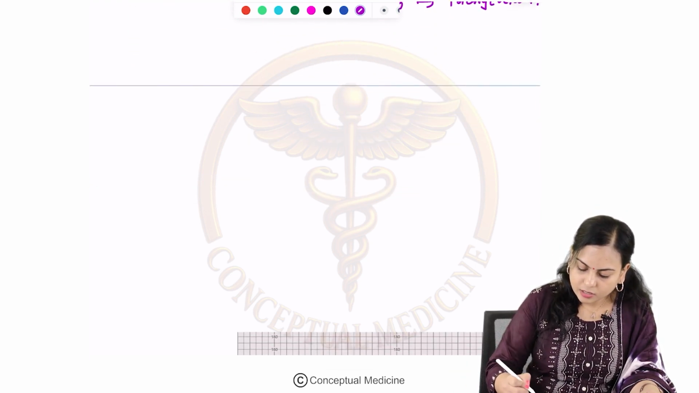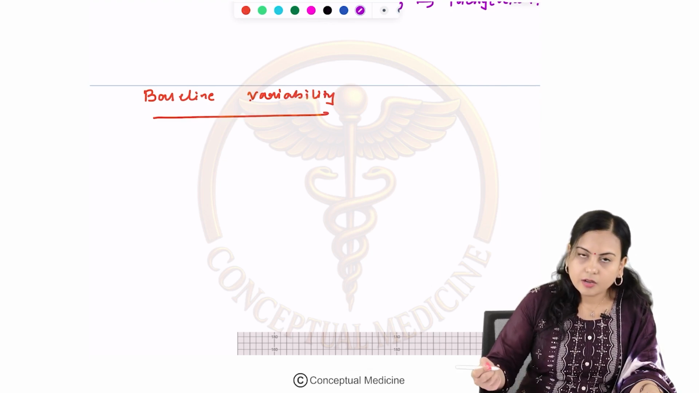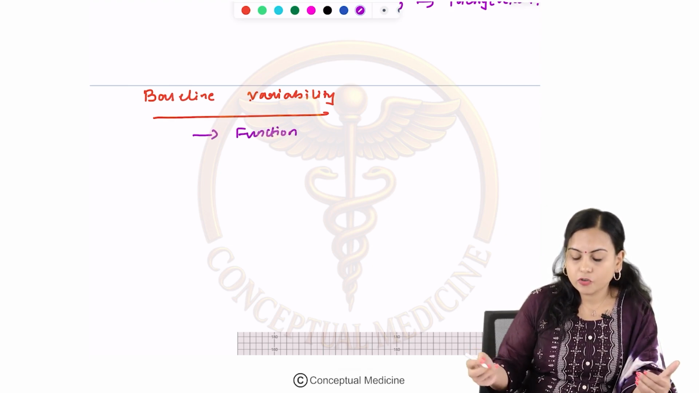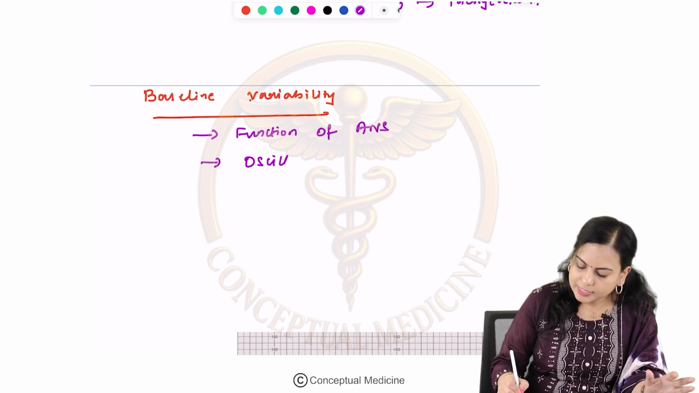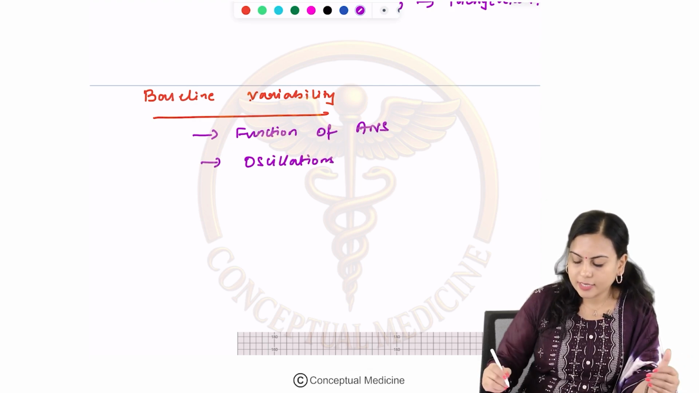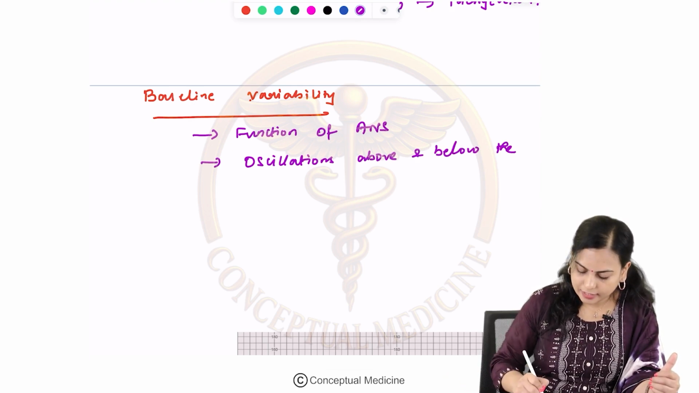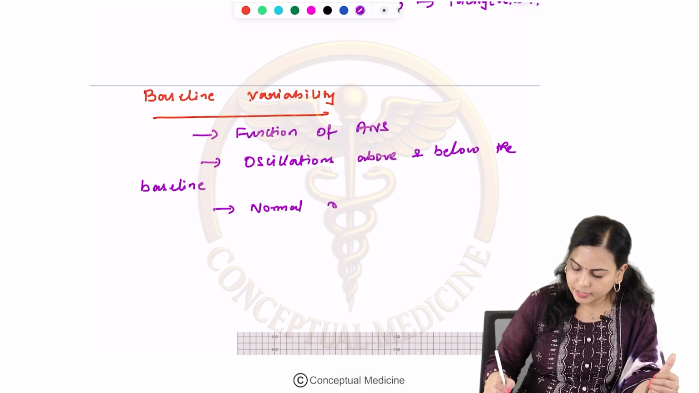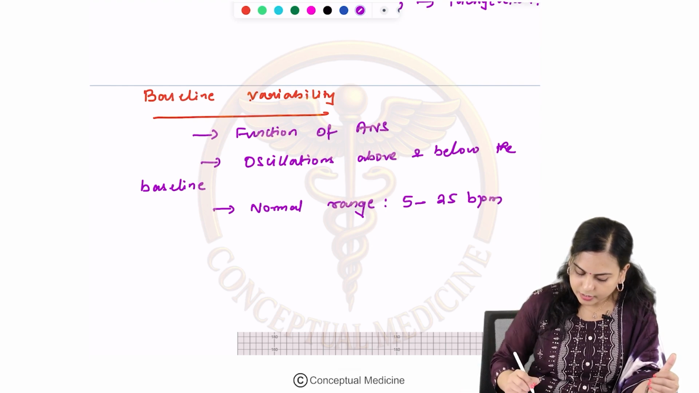Then we'll see about baseline variability. Baseline variability is a parameter that depicts the function of the autonomic nervous system of the fetus. Basically in this variability you will be seeing oscillations above and below the baseline, and the normal range of variability is between 5 to 25 beats per minute.